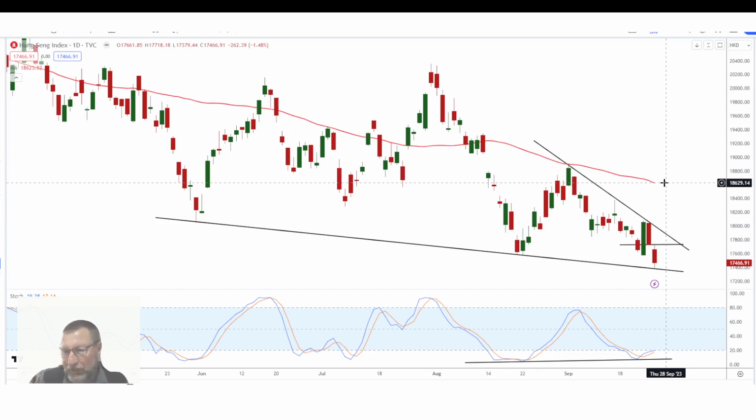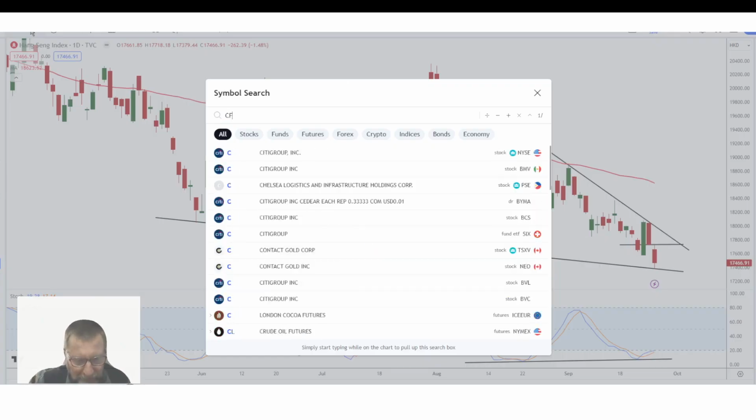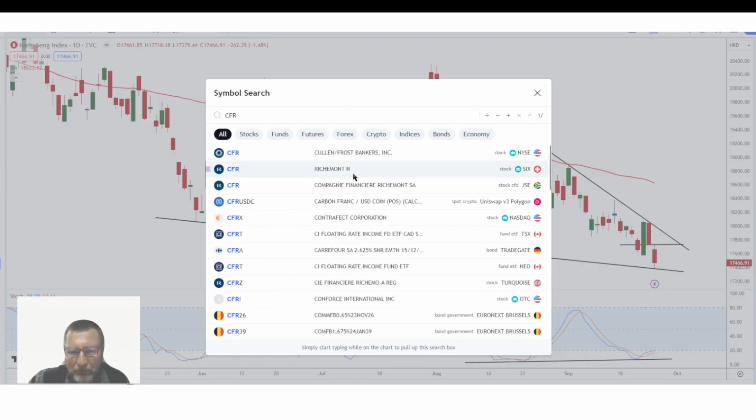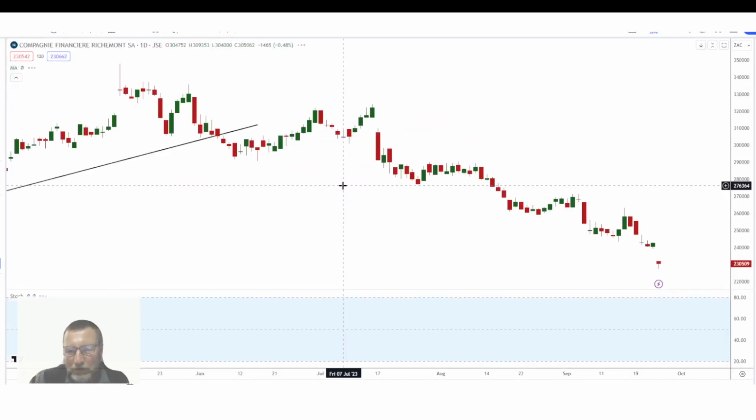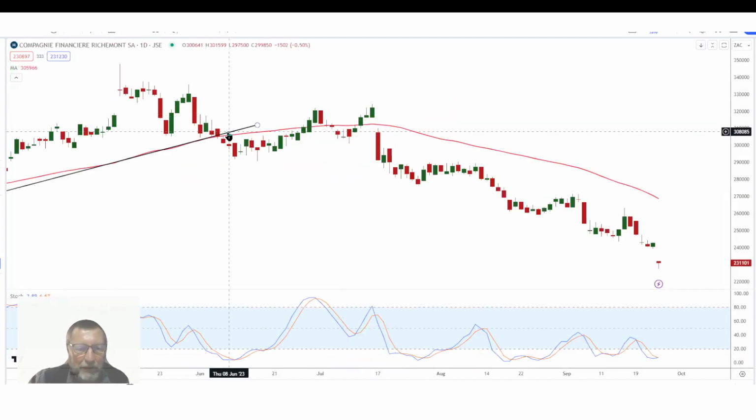If we want to look at the bounce in the Hang Seng index, I personally think that we maybe see a bit of a relief bounce. In actual fact, I think most of the markets have been hammered in such a way that we can maybe see a tiny little relief bounce. Let's have a look at Richemont. Now, Richemont is one of those favorite shares of the world. In actual fact, with our market as well.